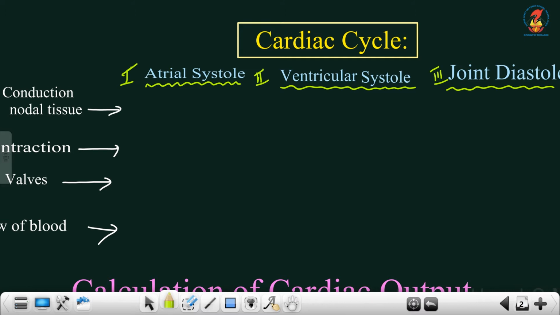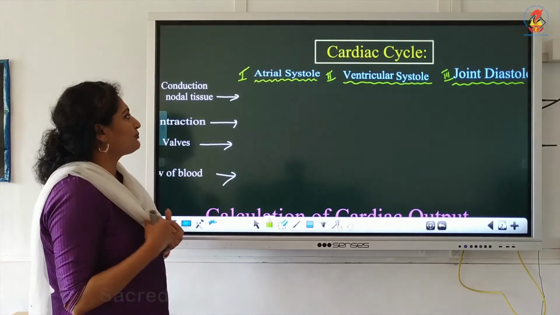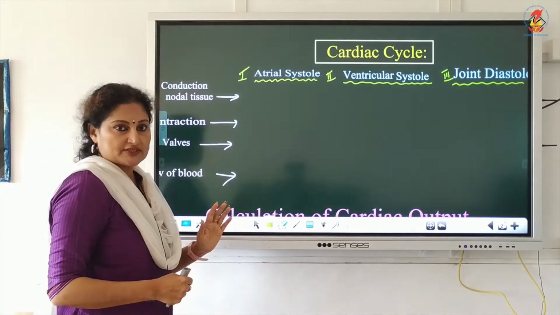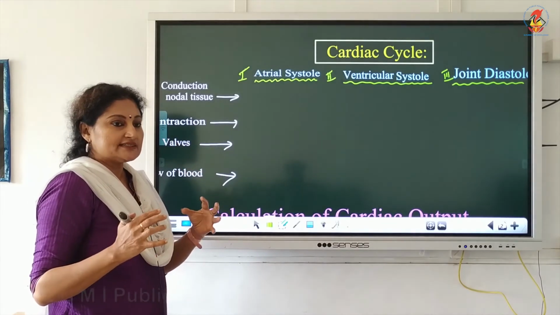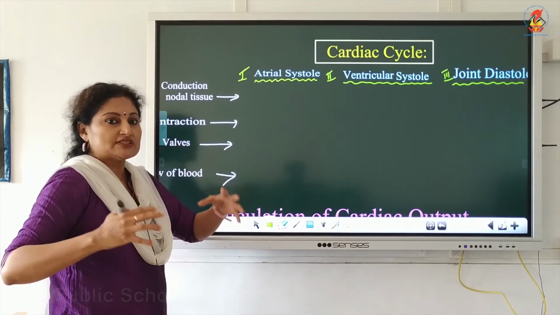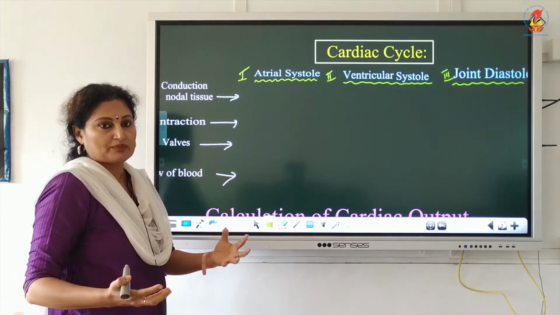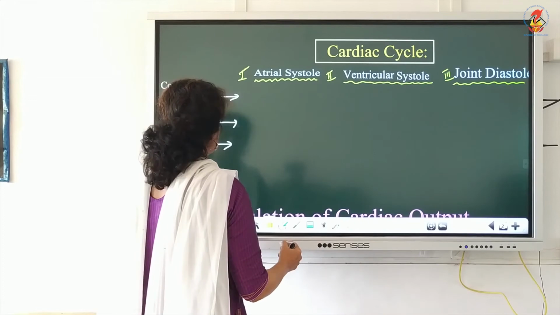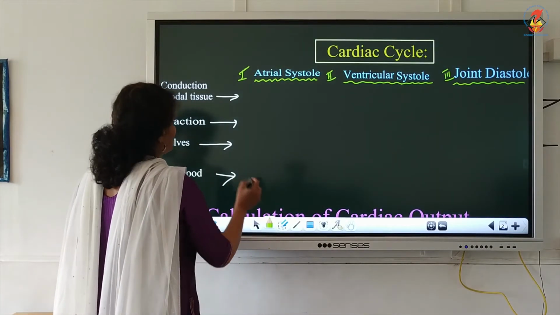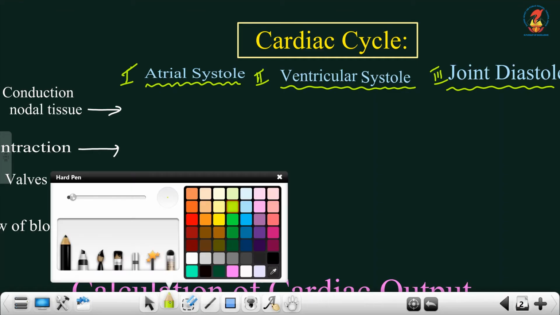So first phase, let's start with atrial systole. You can start with ventricular systole, or you can start with joint diastole, because it is cyclic. Whatever you started with, you have to end there because it is a cyclic process. I am going to start with atrial systole, and what should come to your mind? The atrium is contracting. In 10th standard when we learned atrial systole, we started with the atrium contracts and then what happens. But here, very, very important, we have to give the role of the nodal tissues. So my first point is going to be with respect to the nodal tissues.